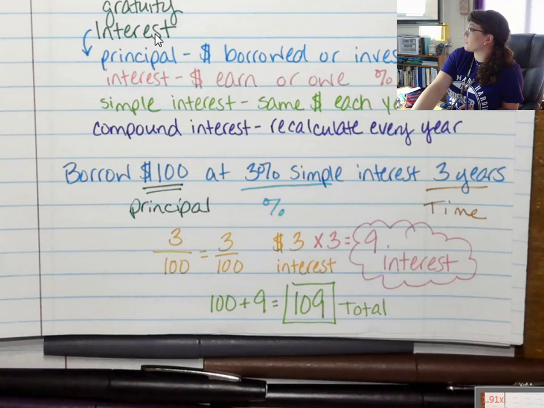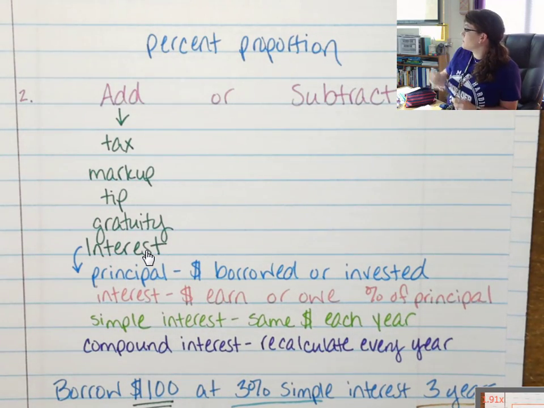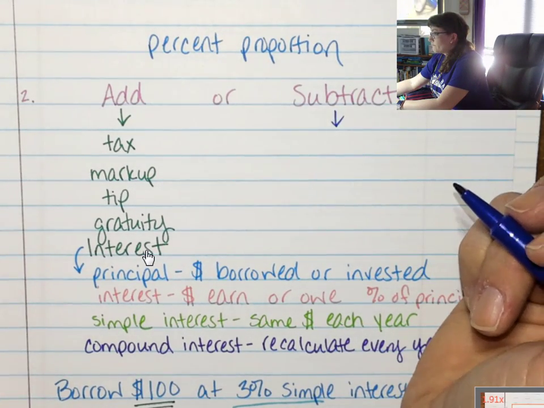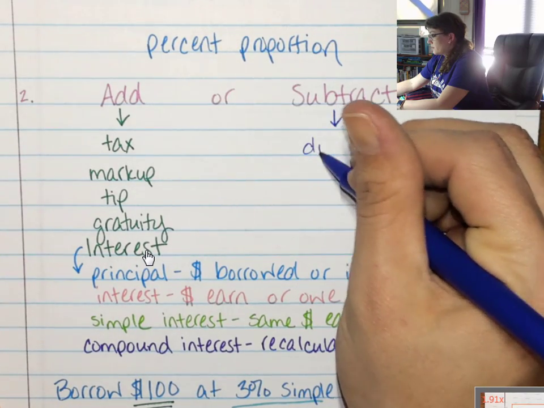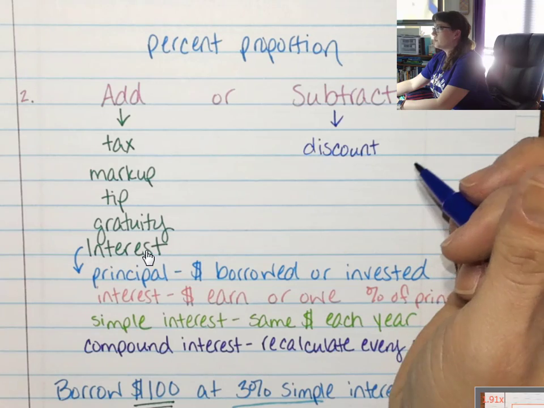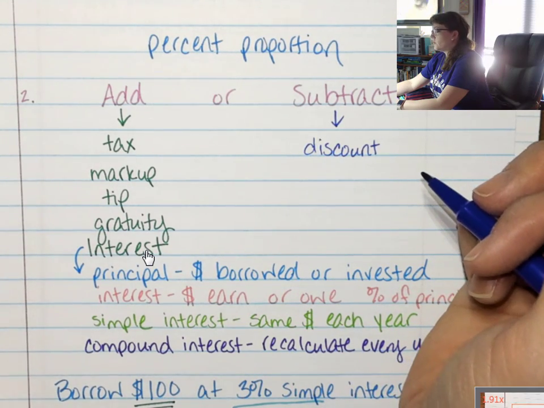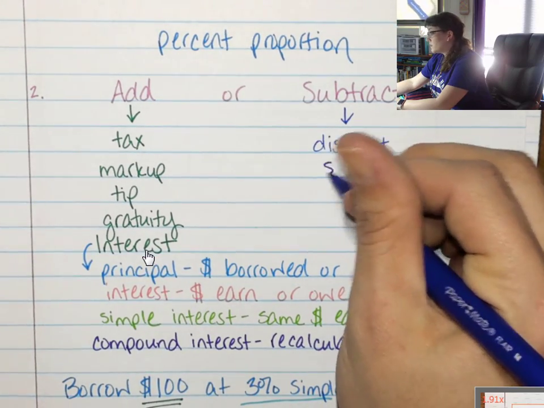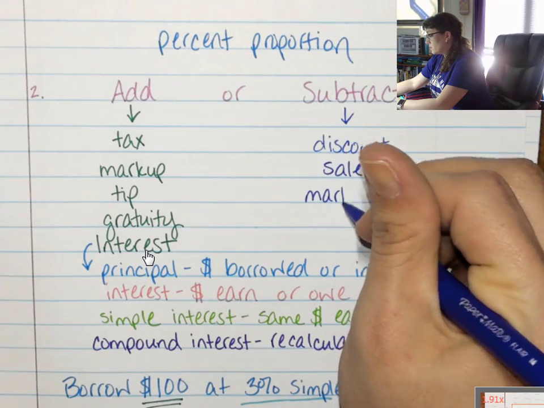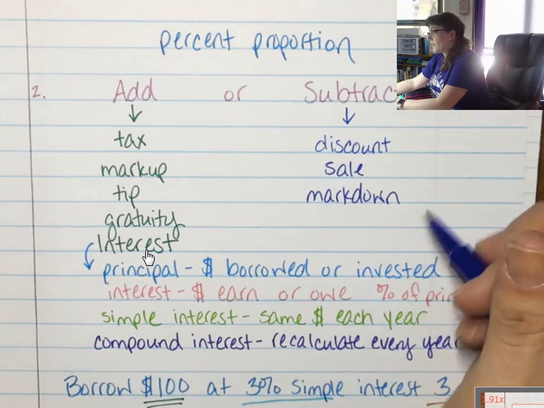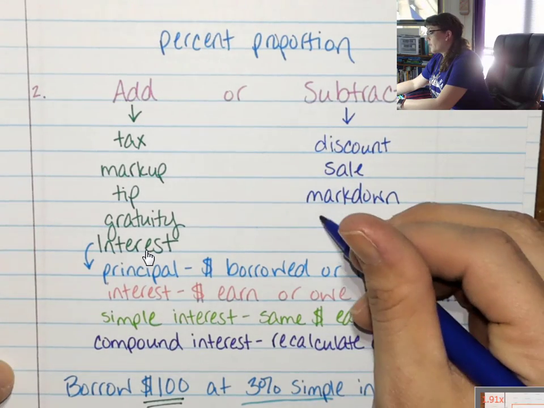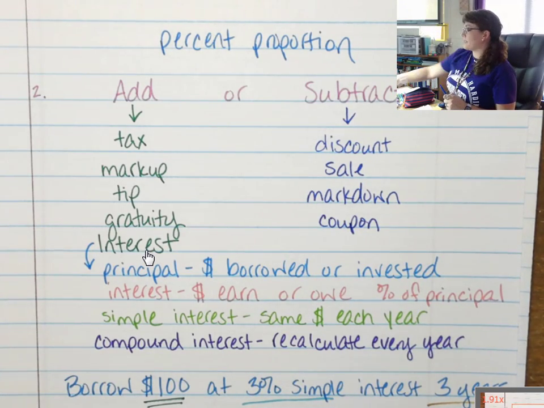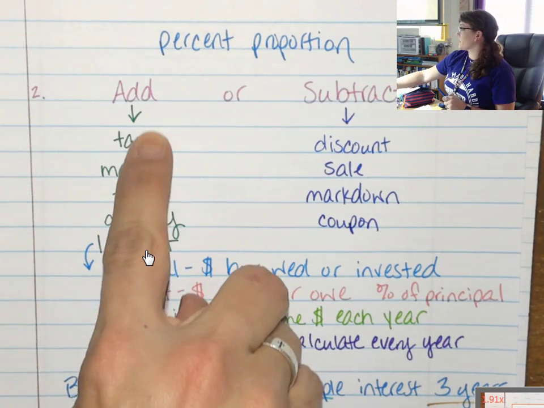I forgot to finish the subtract column up here. I got ahead of myself. What are some things that tell me to subtract? Discount. What are some other things that tell you to subtract? Make your price go down. A sale. Markdown. A coupon, thank you. Coupon. Okay, these things make your price go down. These are things that are going to make the price go up.